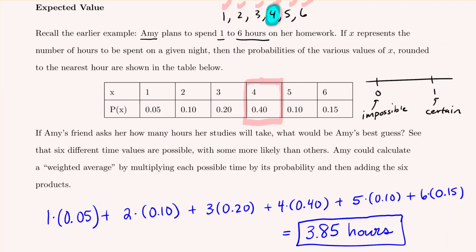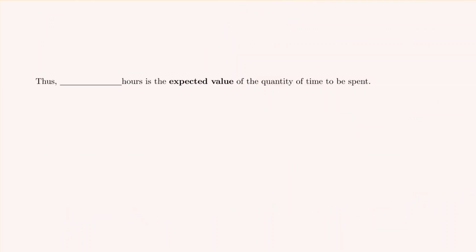We're not just reading from the table. We're saying based on each entry and its corresponding probability, we would multiply the entry and its probability, add that to the next entry and its probability, and if we complete that through the whole table, we will end up with the expected value. What is the most likely occurrence in this situation based on all possible values? So 3.85 hours is the expected value of time spent working on Amy's homework.